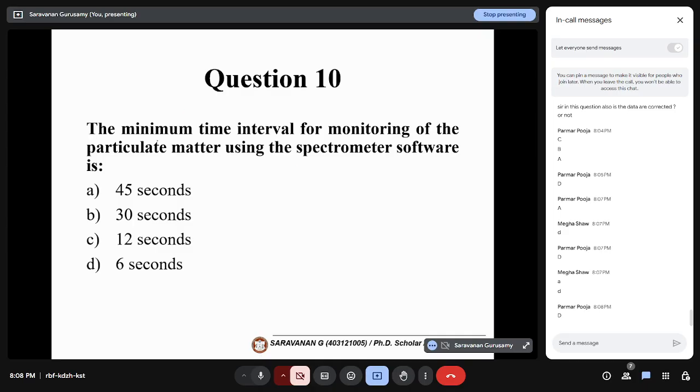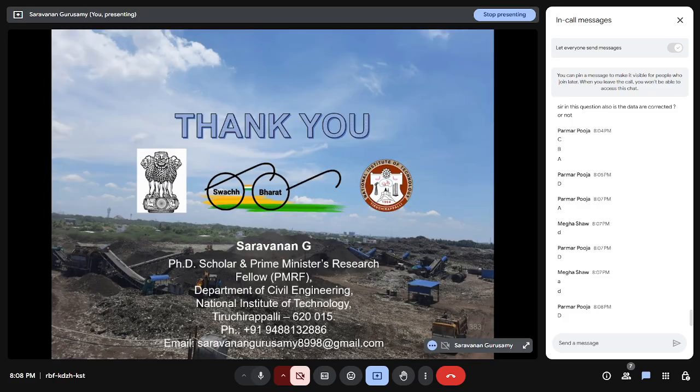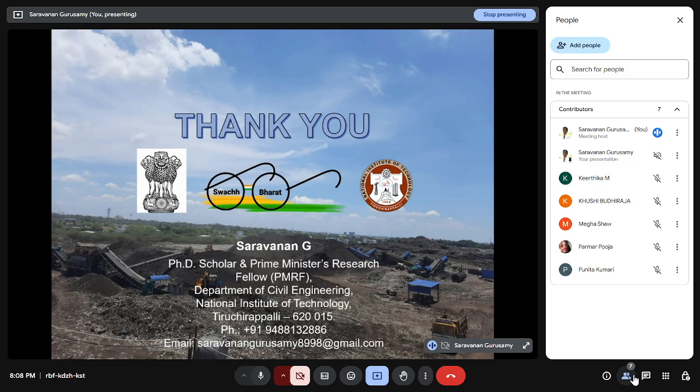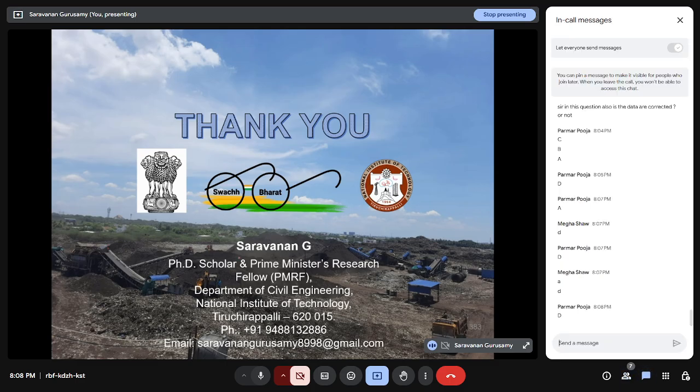Aerosol optical depth. The minimum time interval for monitoring particulate matter using spectrometer software is 6 seconds, maximum is 60 minutes, 1 hour. I'm saying this for the spectrometer software. So 60 minutes is correct. So that's all about the January 2025 assignments.